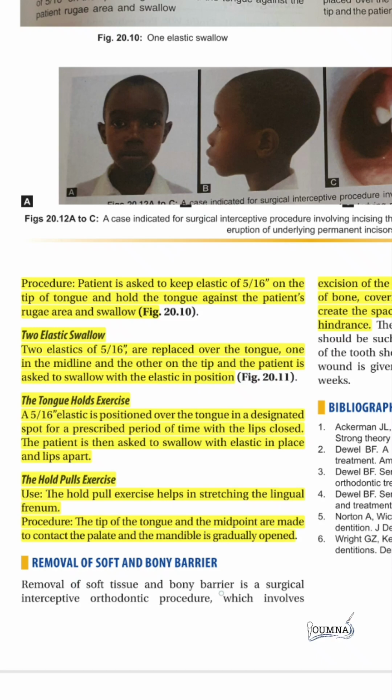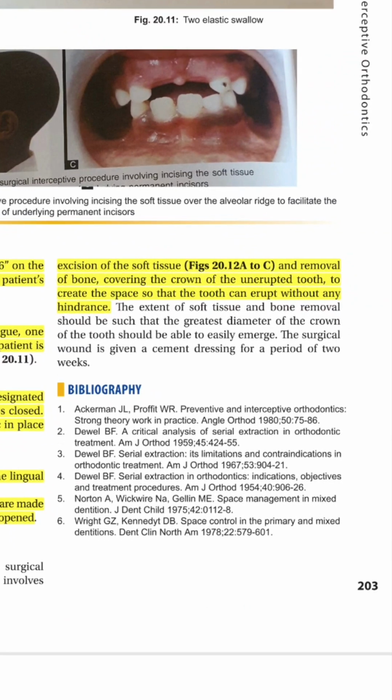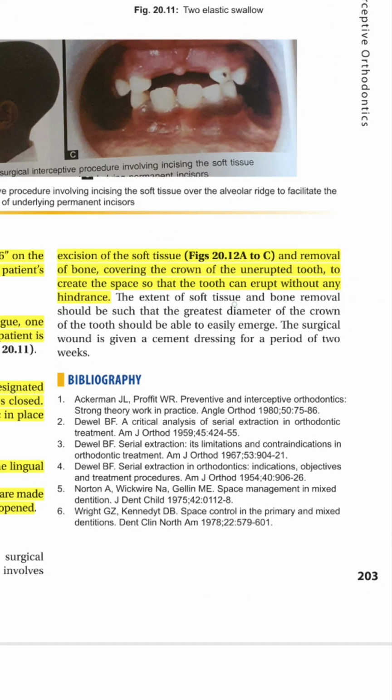Also, the last interceptive procedure is the removing of any soft tissue that covers the crown of an unerupted tooth to create a space so that the tooth can erupt without any obstacle. That's it.